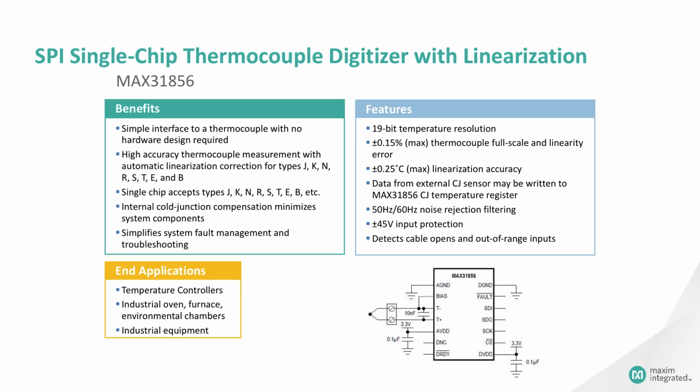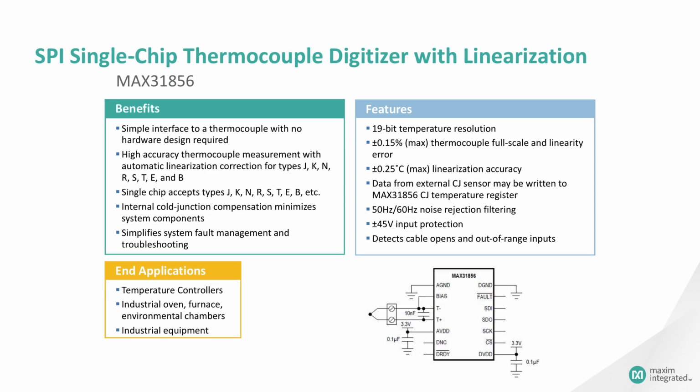The thermocouple inputs are protected against overvoltage conditions up to plus or minus 45 volts. A lookup table stores linearity correction data for several types of thermocouples, including K, J, N, R, S, T, E, and B. Line frequency filtering of 50 Hz and 60 Hz is included, as is thermocouple fault detection. An SPI-compatible interface allows selection of thermocouple type and setup of the conversion and fault detection processes.